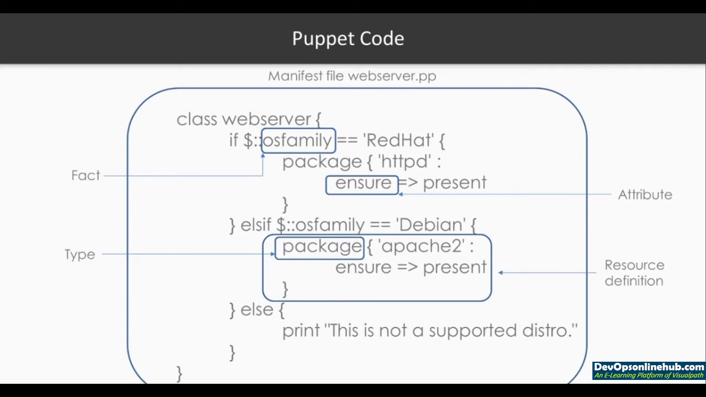The parameter based on which we are setting a condition, that is OS family, is a fact sent to the master by the agent using Facter. The ensure here is called an attribute which is specific to a resource definition. The package block is known as a resource definition, and the package itself is called a type.